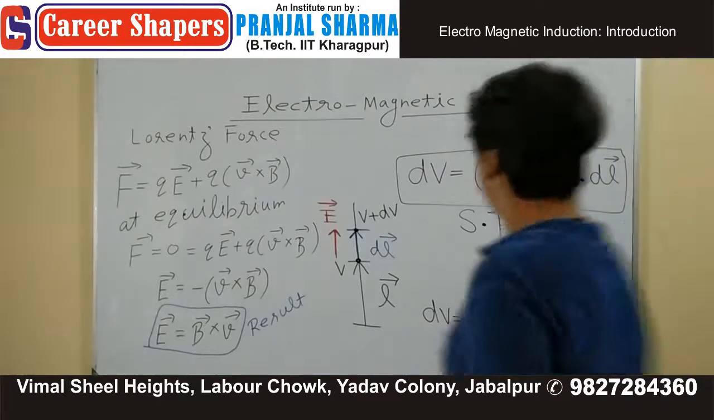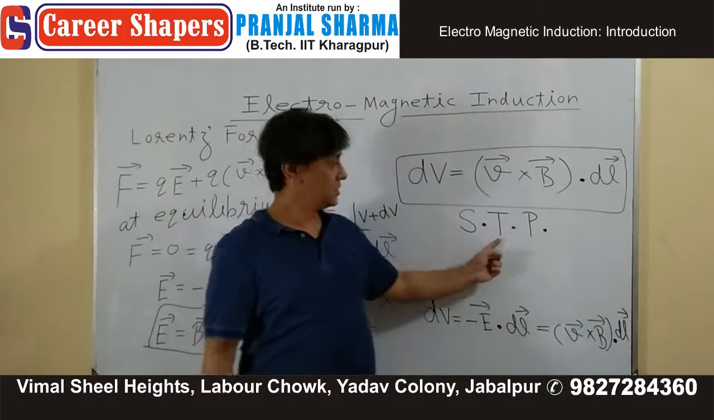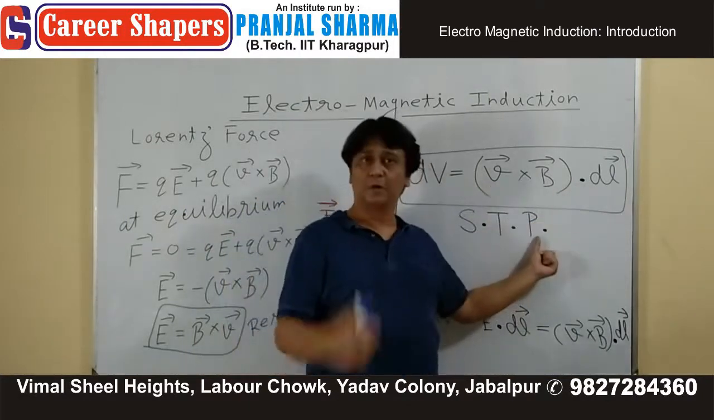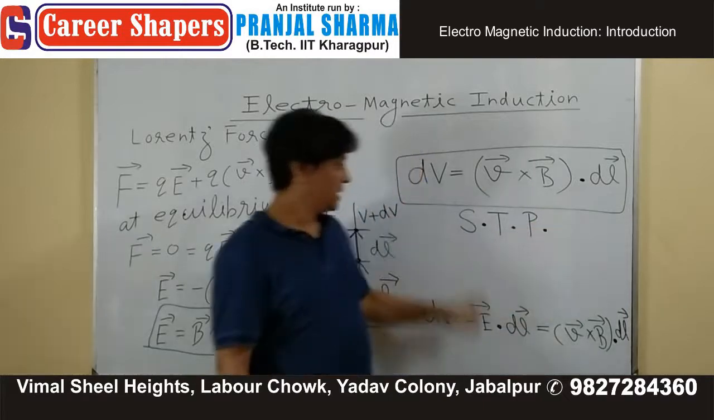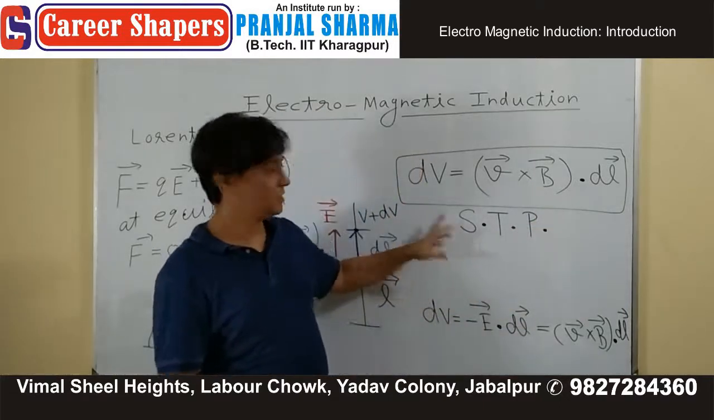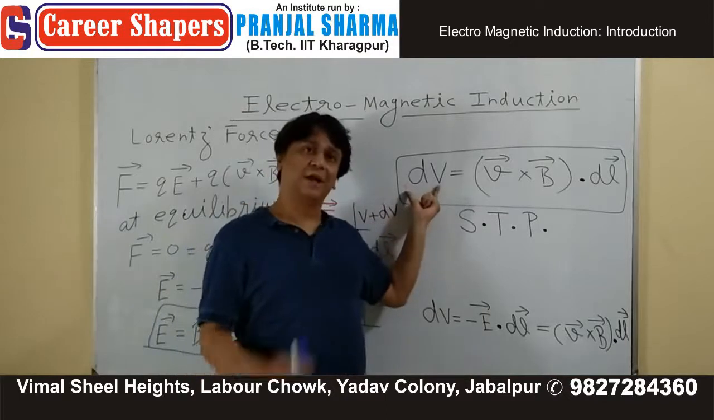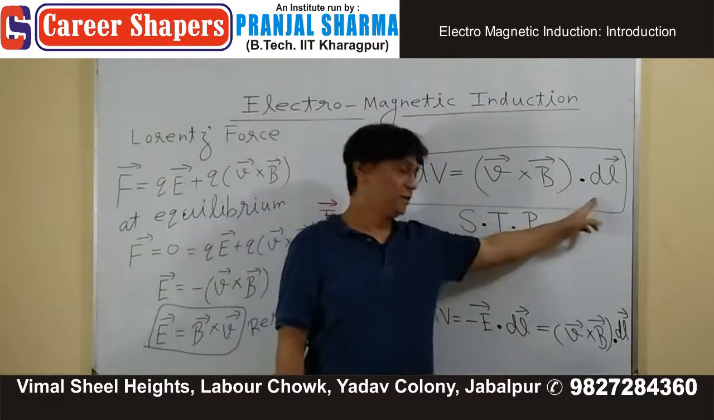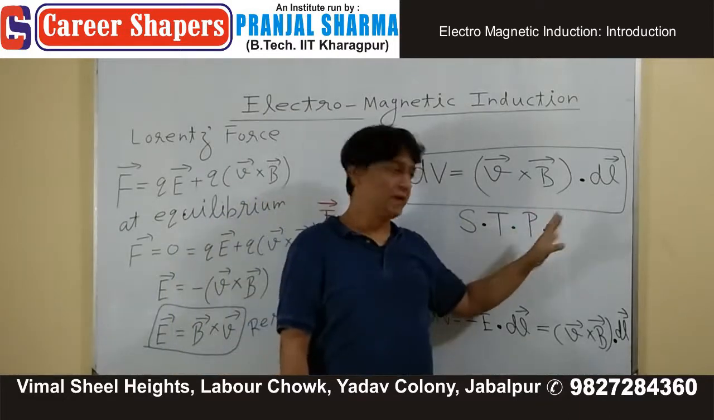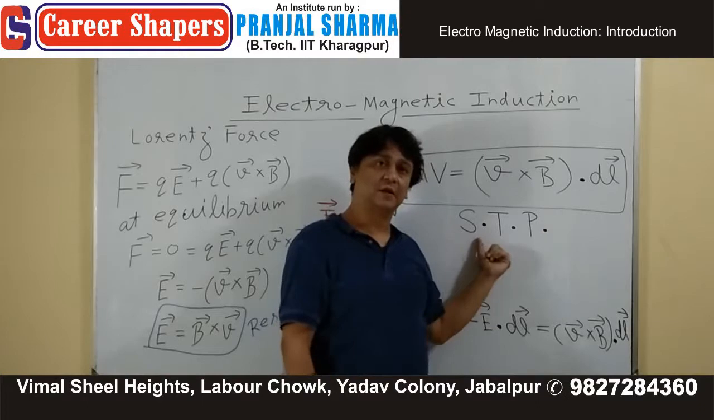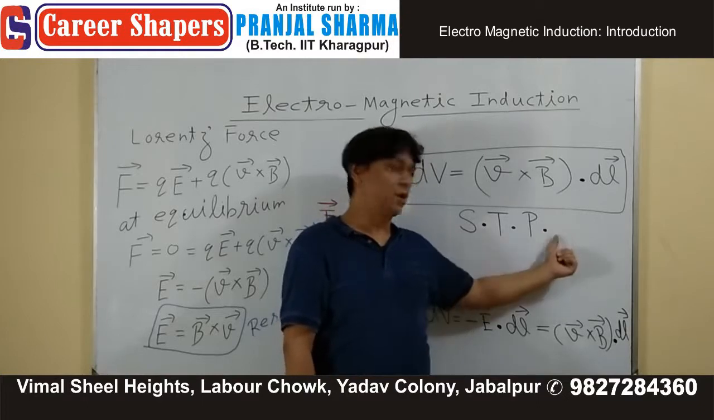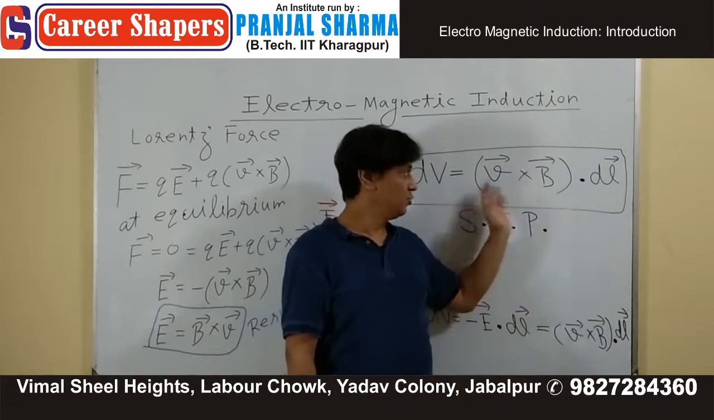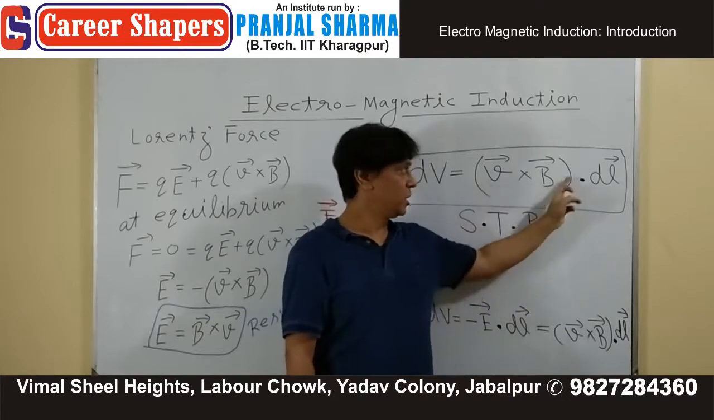Good. T for triple. P for product. S for scalar. You're getting potential difference, which is a scalar quantity. So this thing has a special name, write down, scalar triple product. In short, STP. V cross B dot dl.